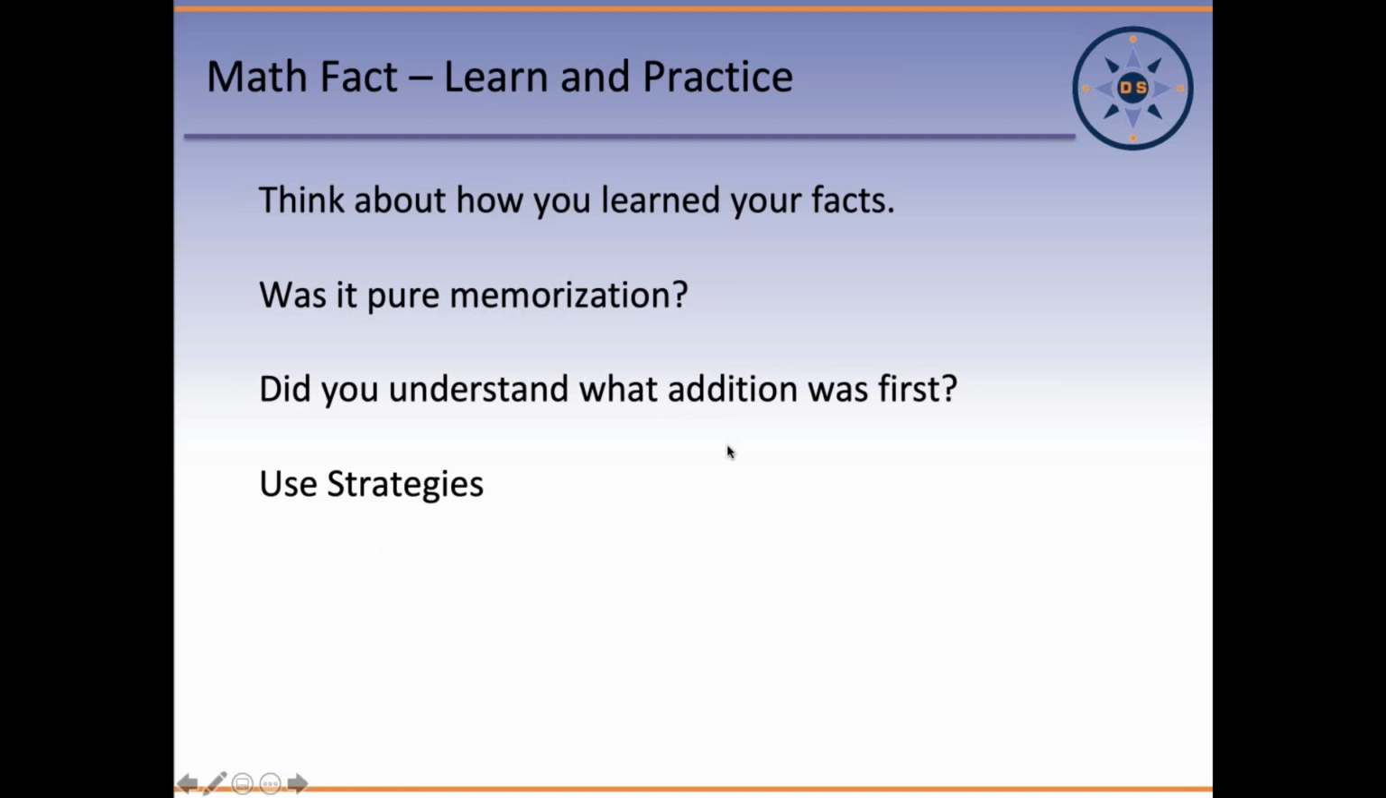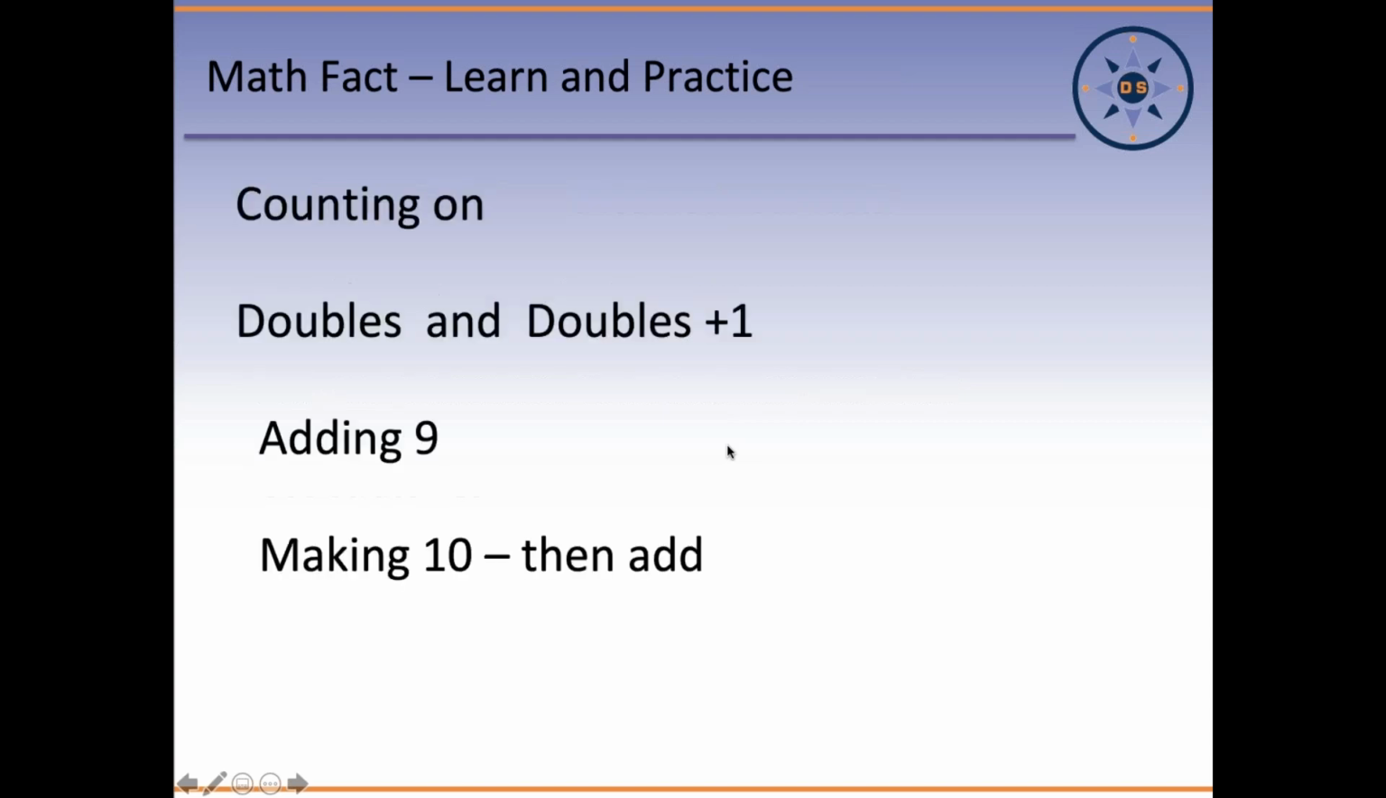There are strategies that we teach children to do. These are just some of them. Counting on, and I'll give you examples of each. Doubles and doubles plus 1, adding 9, making 10 and then adding them. Making 10 is sometimes something that they really have to practice. For students to know 2 numbers that they can add together to get to 10 is very useful, and I'll show you when we get there.